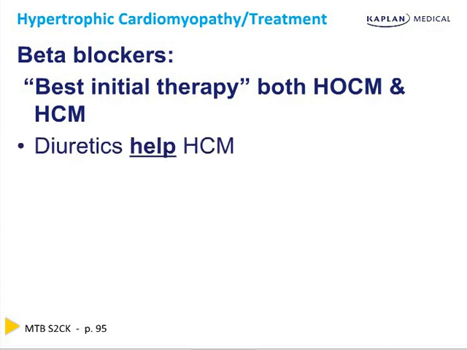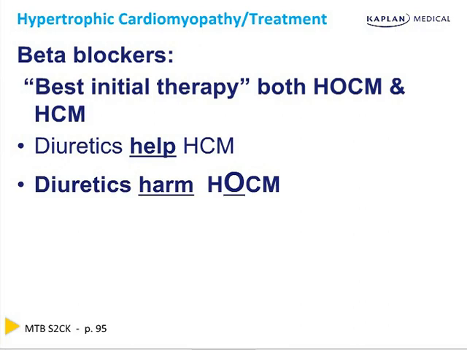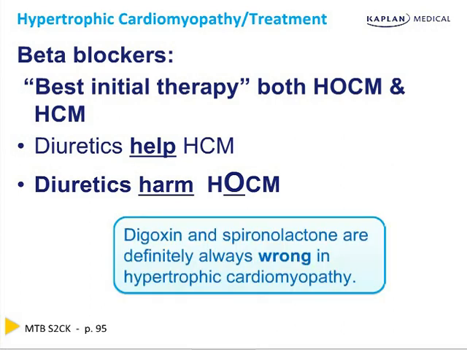Now, diuretics help hypertrophic cardiomyopathy because it's a fluid overload state, but diuretics harm HOCM because they increase the obstruction. Spironolactone and digoxin are basically not helpful in hypertrophic cardiomyopathy. That's one of the reasons you have to do an echocardiogram in everyone who's got congestive failure, because you just can't tell who's got which type of cardiomyopathy.